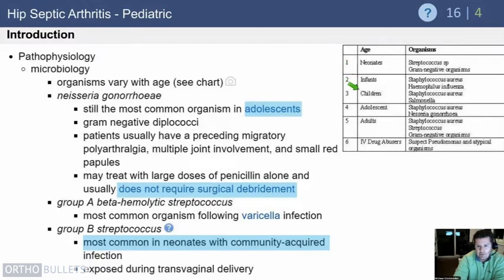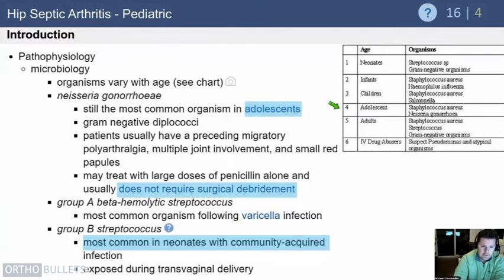As you get into the infant children, again, staph is going to become the most common, and as Dr. Andres pointed out, Haemophilus influenzae was commonly a cause of these in the past, but because of immunization, it basically has gone away. As you get more into the adolescent group, you're still going to have staph as the most common, but then Neisseria will also start causing a lot of these joint infections, at least from a test-taking perspective. And then as you get to adults and IV drug abusers, there are other common organisms.